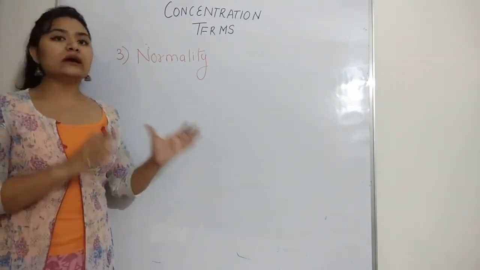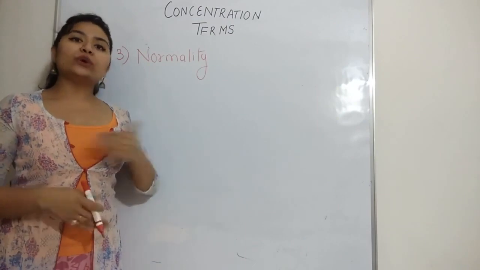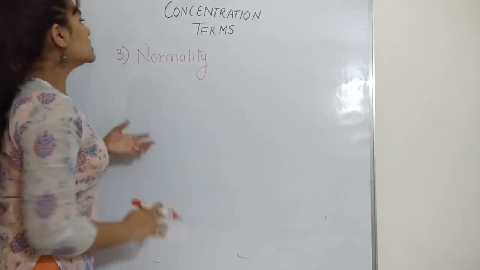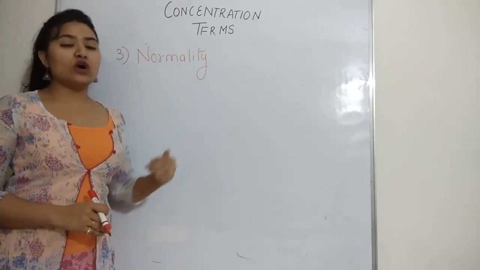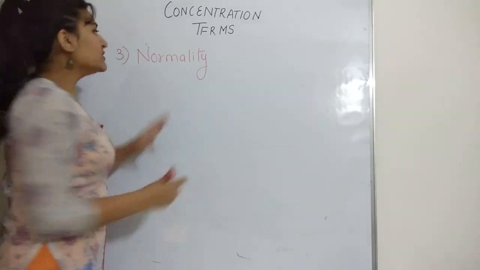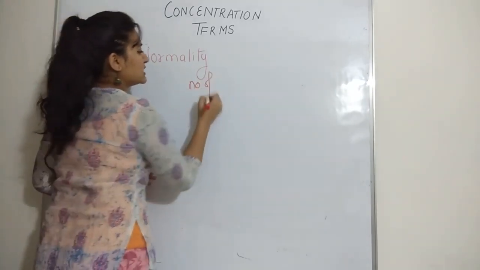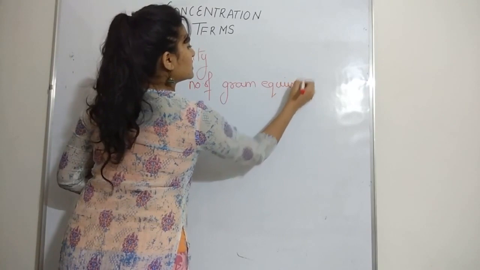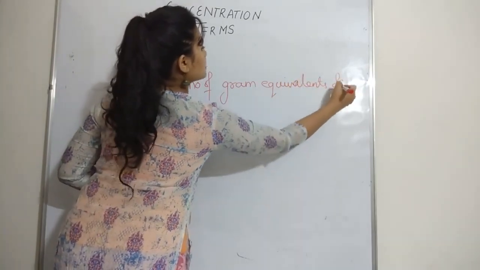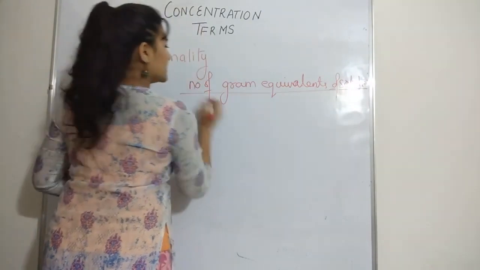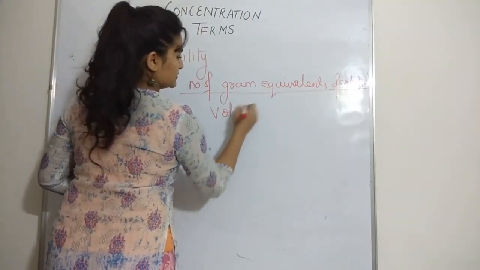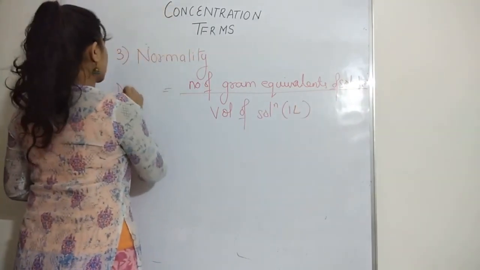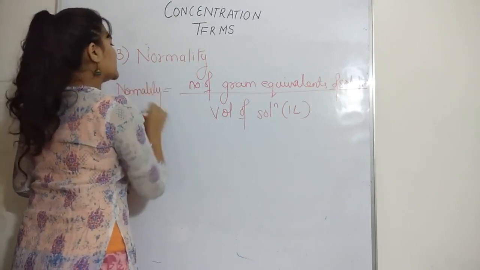We will also learn about the principle of equivalence and take up more numericals based on that in another video. Now, like we have molarity, number of moles dissolved in volume of solution, here we have number of gram equivalents of solute dissolved in 1 liter of solution. So this is normality, which is denoted by a capital N.